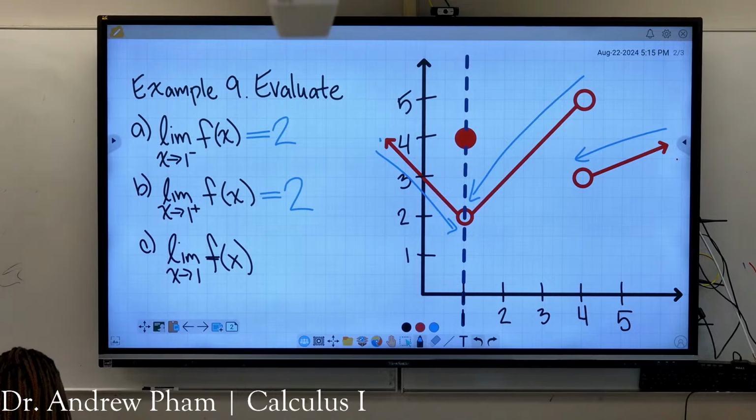We looked on the left for part A, from the right for part B. What do you think is going to happen for part C? The limit as x approaches 1 of my function. Yeah, so remember, for part C, I'm looking from the left and the right. Is there a number that both the left and the right are approaching? And what happens to be that number? 2.